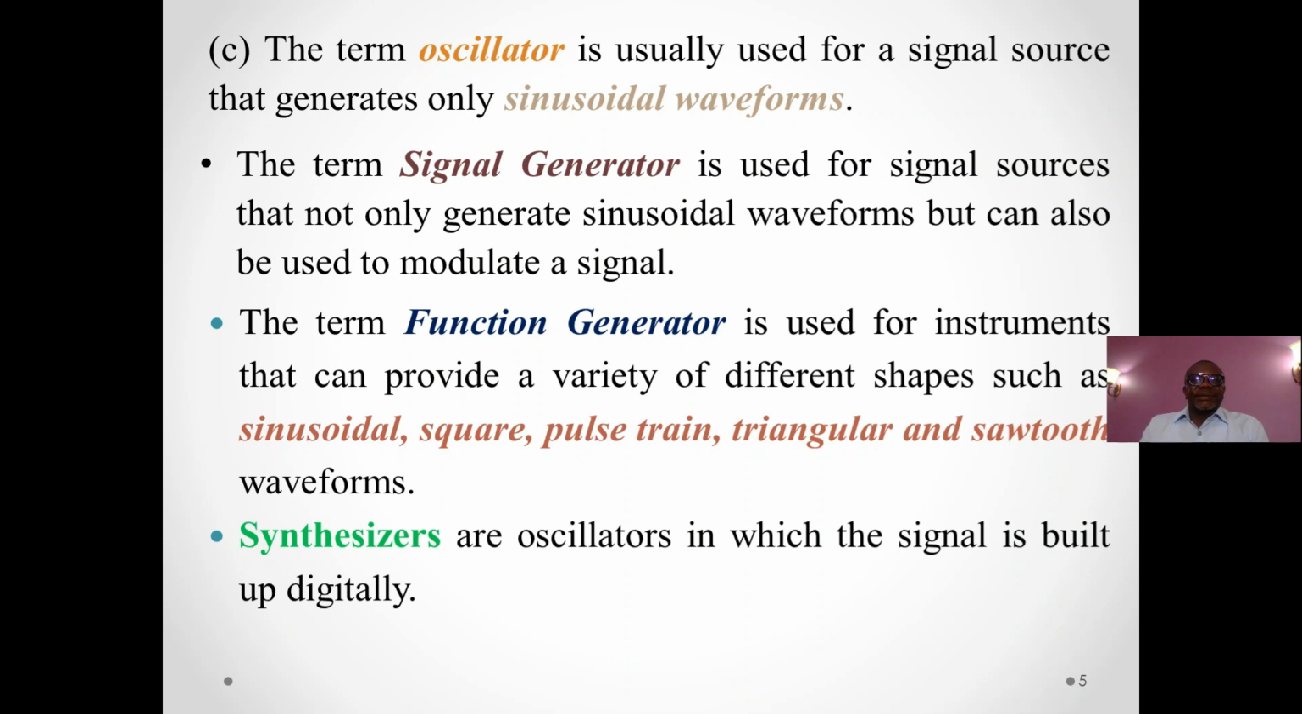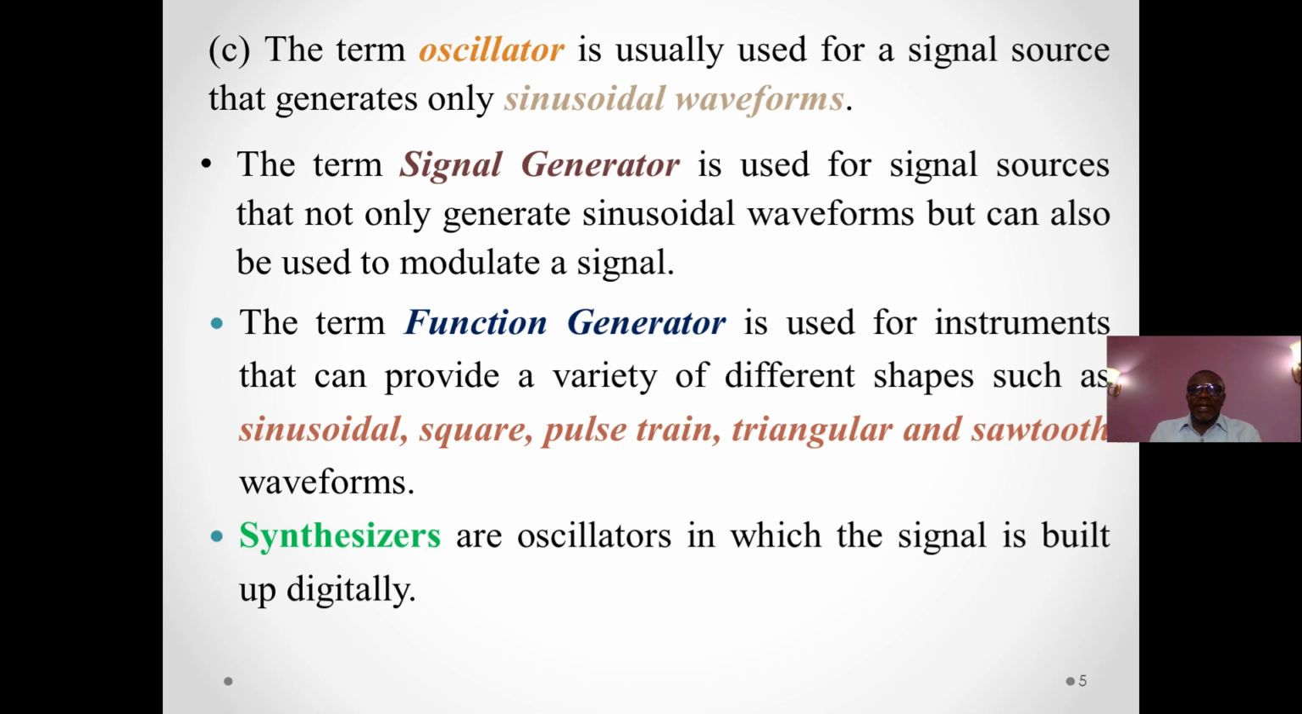Now, it is also important for us to differentiate between the terms we normally use to associate with signals or waveforms in our electric and electronic circuits. Say that the first term, the oscillator, is usually used for a signal source that generates only sinusoidal waveforms.